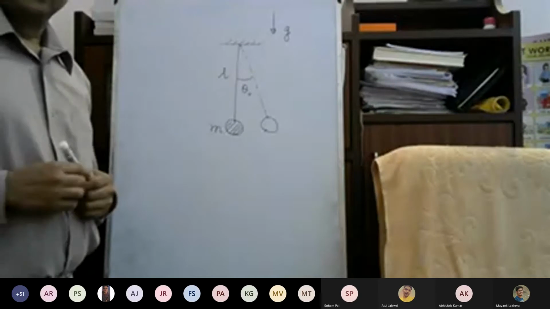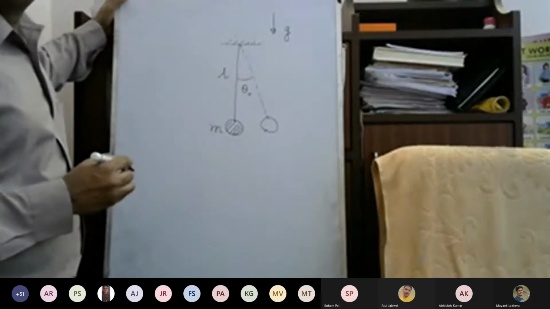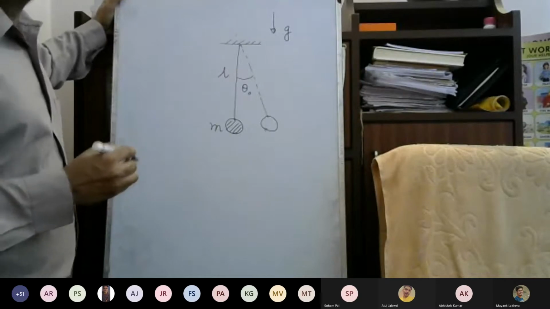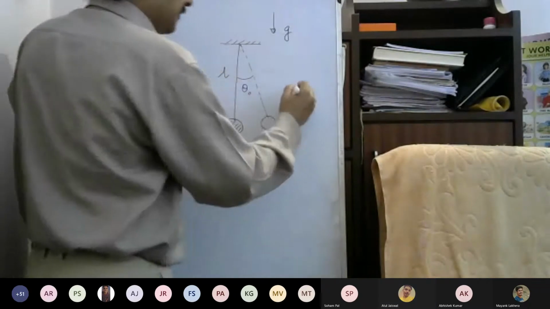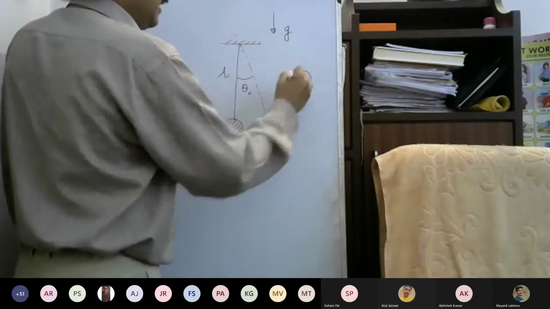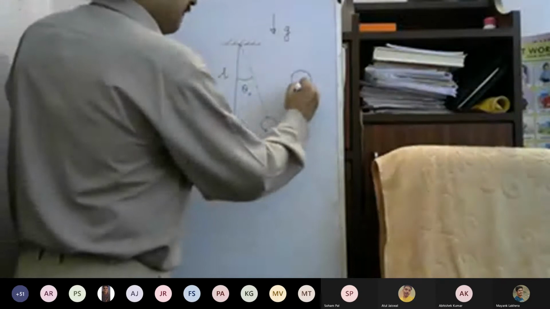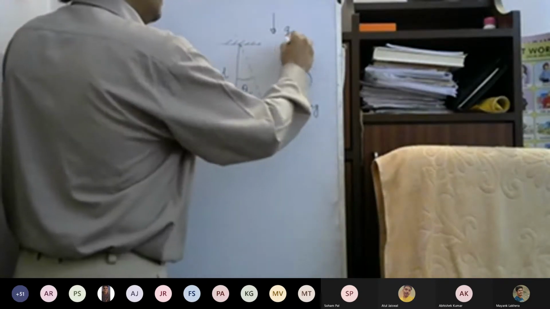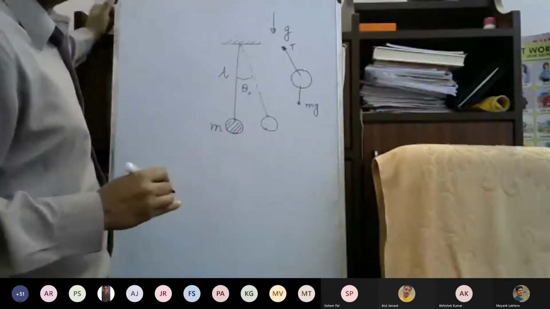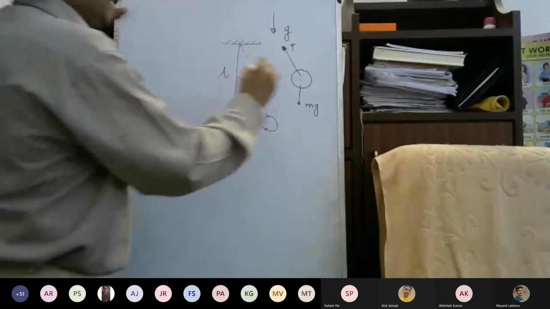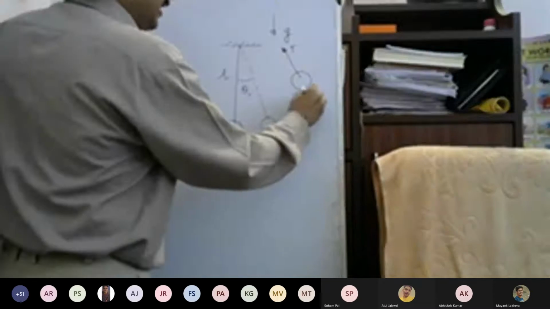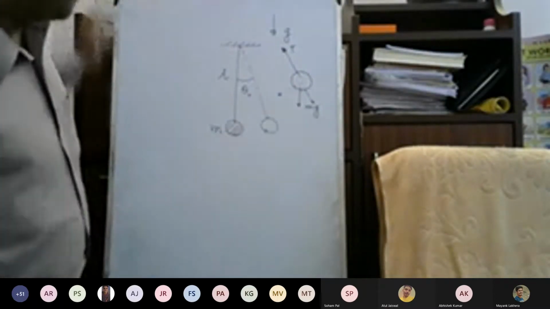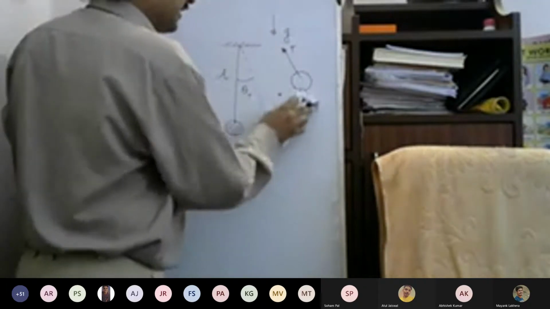So you see that there will be a restoring force. Which force is the restoring force now? What is the restoring force field? Gravitational force. Gravitational force is now the restoring force field. If you draw a free body diagram of this particle, then you will see that the gravitational force mg will act here, and the string tension will be there. And this will have two components, mg.